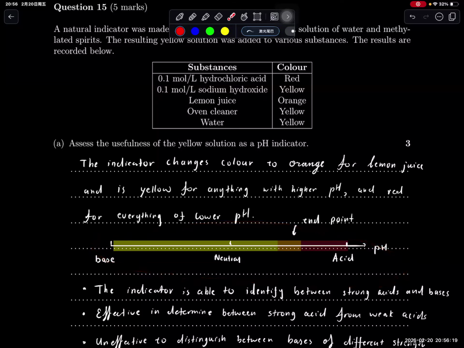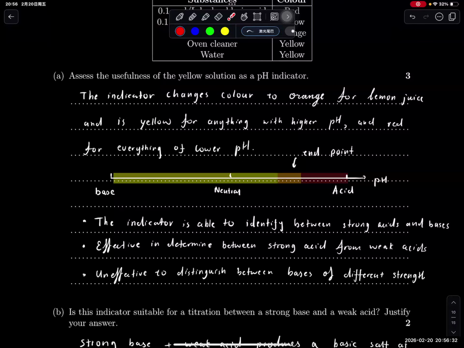Okay, so for most of the neutral and base, right, this indicator is yellow, and it only changes color at some weak acid pH, and then changes color again when it's a strong acid. So it is able to identify between strong acids, right? So if you have a strong acid and then you have a base, or you have a weak acid, you can see different colors. It is effective in determining strong and weak, right? So you have a strong, you'll have red, and weak, you have orange or sometimes yellow, right? If you have a base, it will be yellow as well.